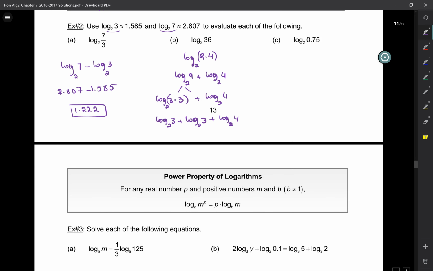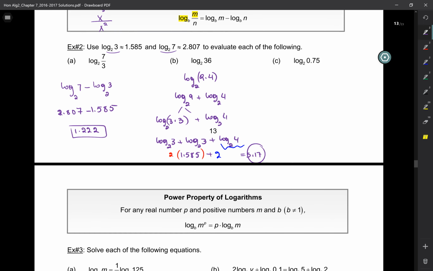So log base 2 of 3 is what these days? 1.585. And how many of those do I have? I have 2 of those. Can I just say multiplied by 2? Plus, how much does that blue mess give me? A 2. So 1.585 times 2 plus 2 is 5.17. Okay?